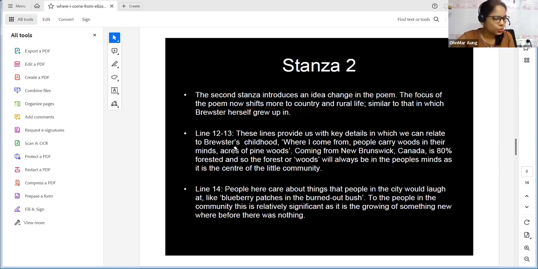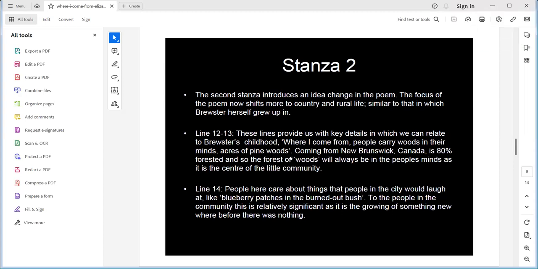Okay, let's go read lines 12 and 13. Where I come from, people carry words in their minds. What is the meaning of words? Acres of fine words. What does it mean? Read. Lines 12 and 13. This line provides us with key details in which we can relate to Brewster's childhood. Where I came from, people carry wood in their mind. Acres of fine wood.